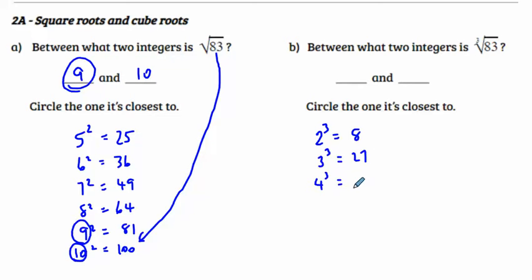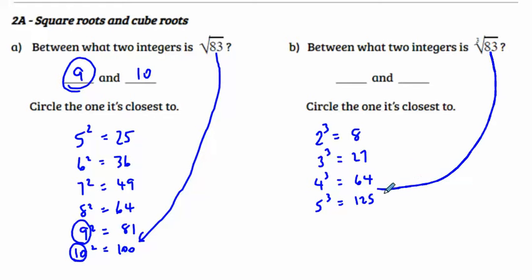4 to the third power is 4 times 4, which is 16 times 4, 64. So it's going up pretty rapidly. 5 to the third power is 5 times 5, which is 25 times 5 is 125. So we can stop right here.